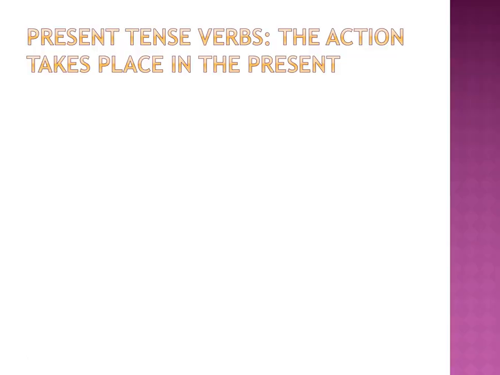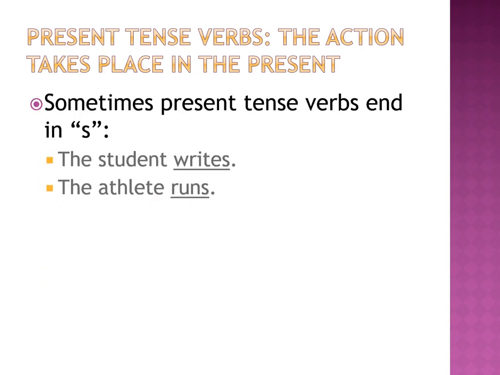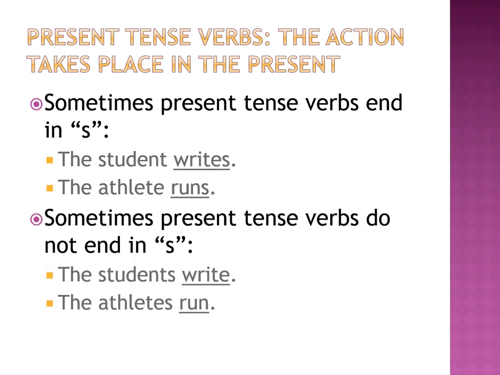Subject-verb agreement is something we mostly talk about with present tense verbs. Remember, with present tense verbs, the action, of course, takes place in the present. In English, sometimes present tense verbs end in S, such as these two examples: the student writes, the athlete runs. Sometimes present tense verbs do not end in S, such as the students write or the athletes run.